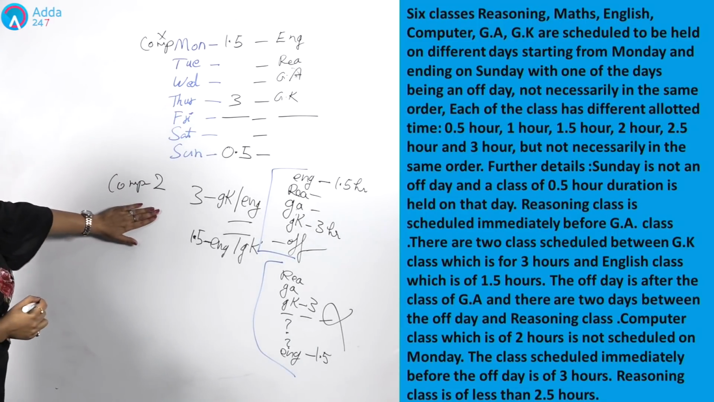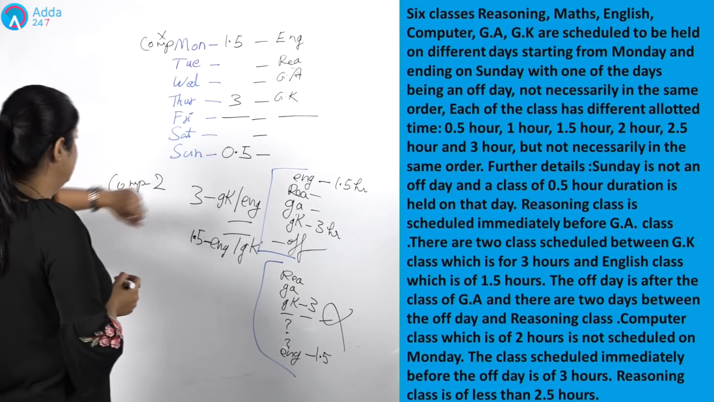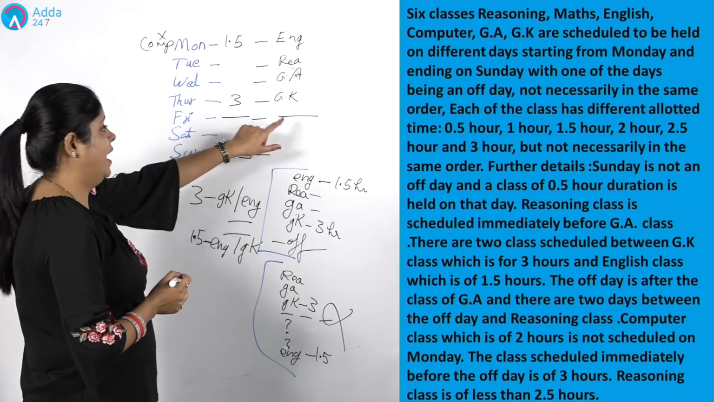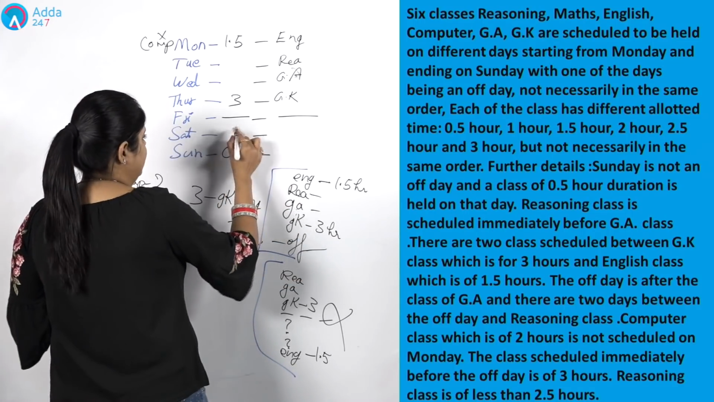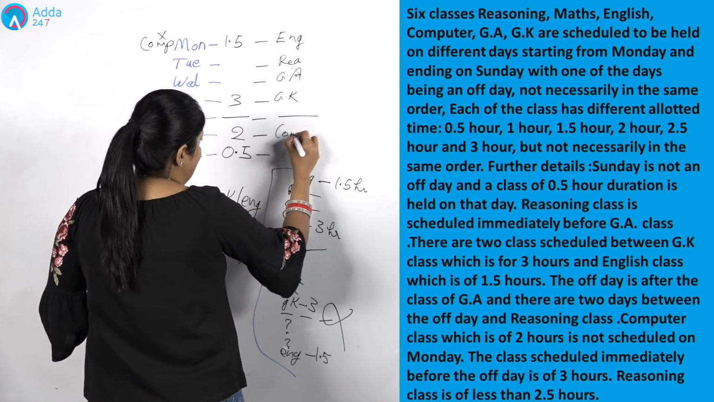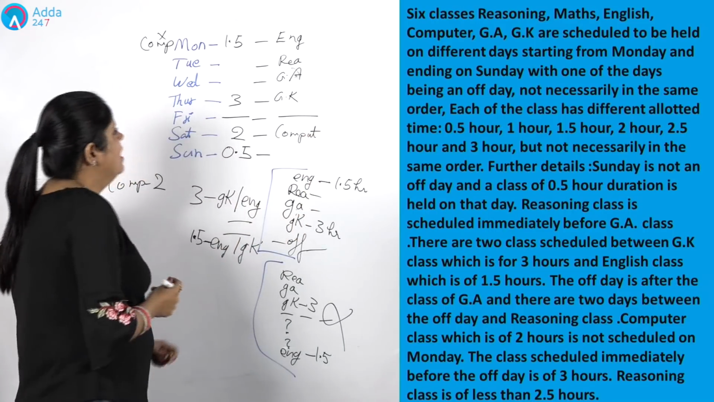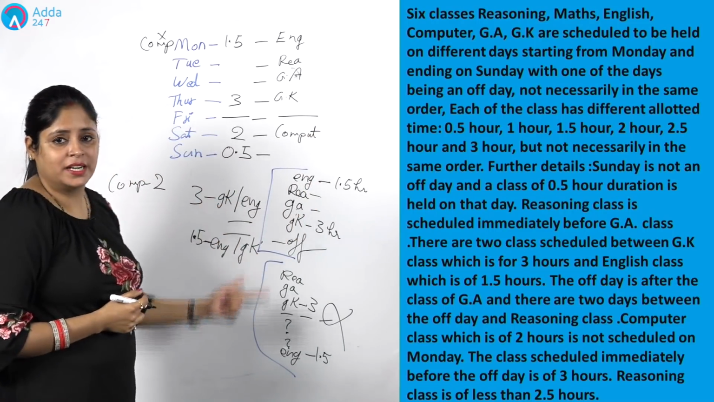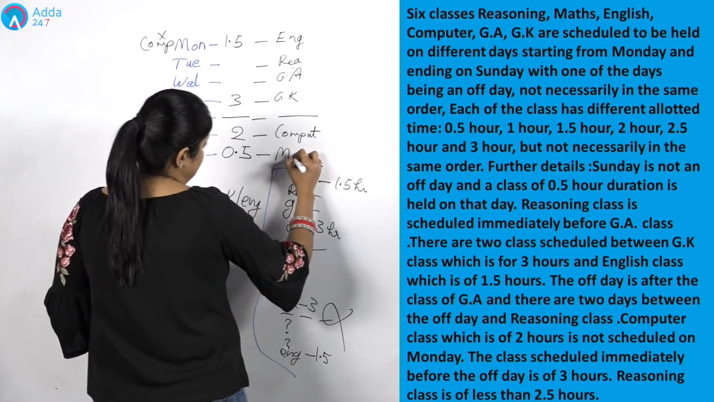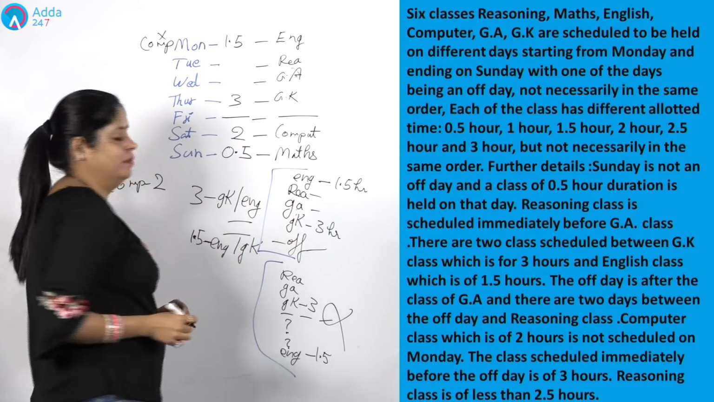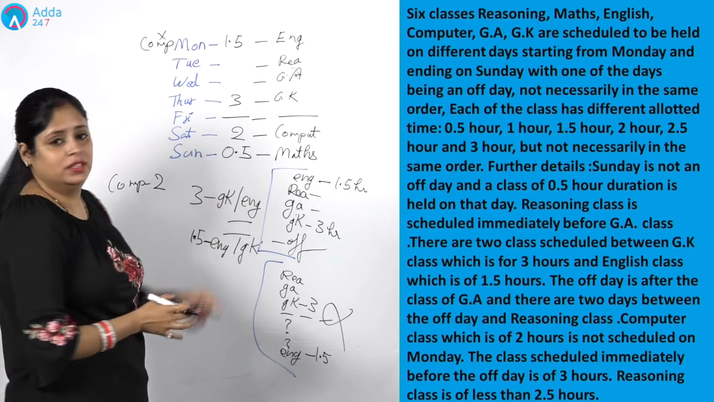Now I am left with one more hint: computer and 2. So can I write computer here? No, I need a completely vacant place, and that vacant place is on Saturday itself. So I will write 2 here and we will place computer here. We are left with only one subject, and which is that subject? That subject is maths. So we will write down maths here, as we are left with only one subject.